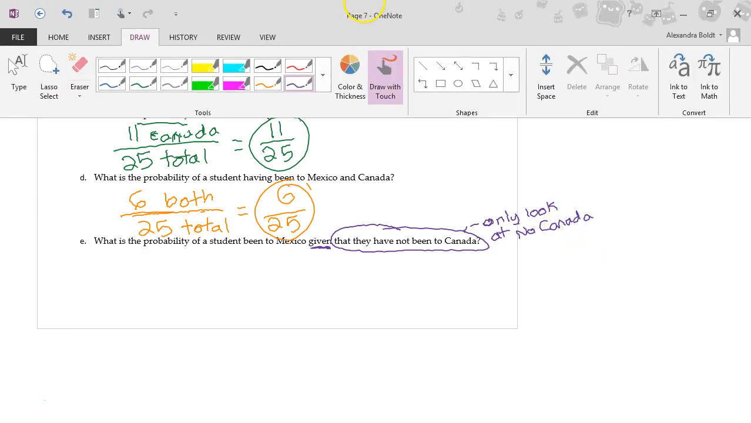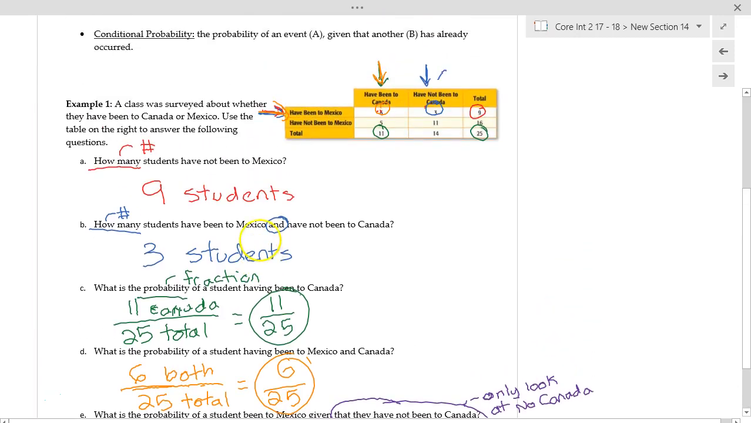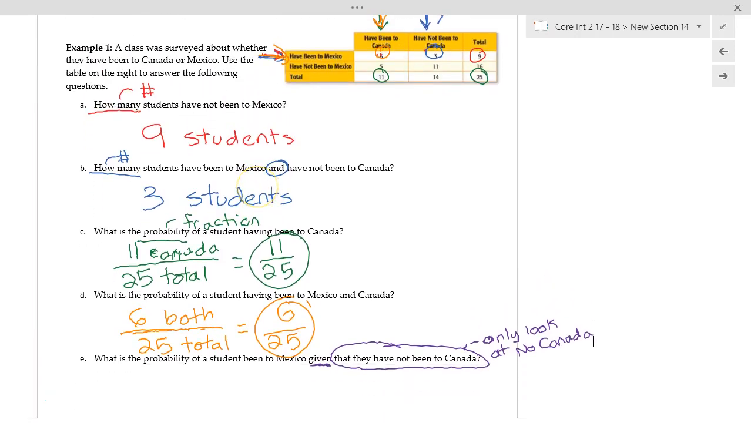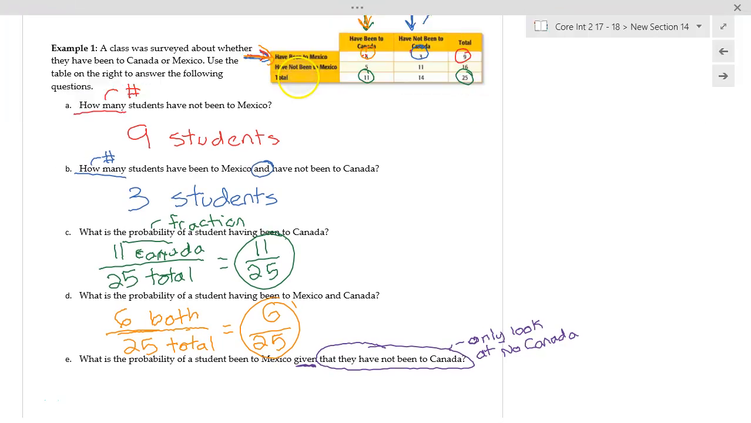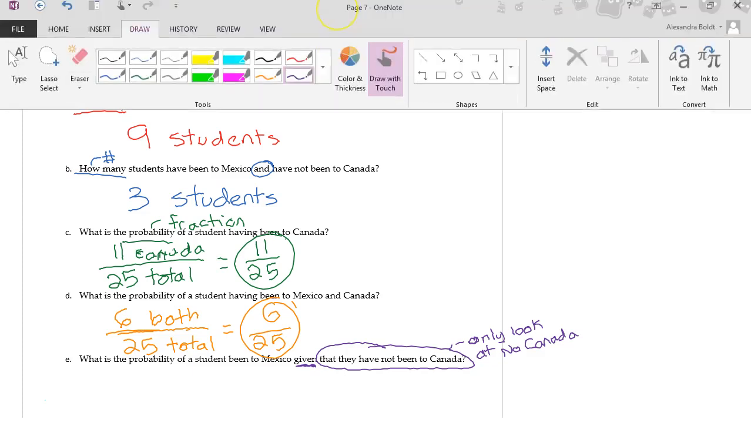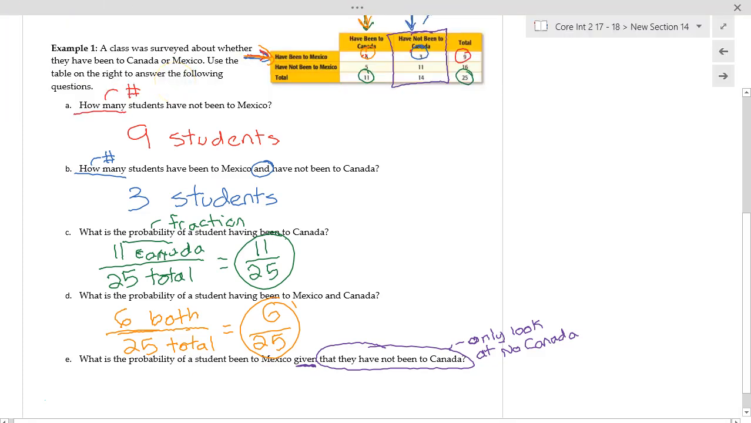So what do I mean by that? When I'm up at my table, I'm going to circle or put a box around having not been to Canada. Looking at that box, now I'm going to find the probability of a student that has been to Mexico. So I'm still looking at going to Mexico.